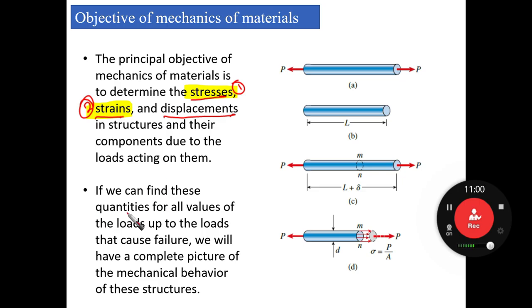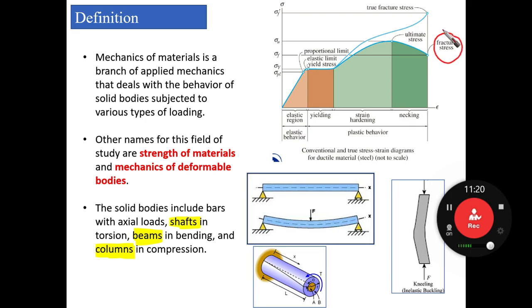If we can find these quantities for all values of the loads up to the loads that cause failure, take care of this word, failure. This is a very important word whenever we're talking about mechanics of materials. Why? Because if I go back here, look, this is the fracture stress, for example, the point where the material is going to fracture. There is a failure here. If we're talking about tensile, for example, we are having necking here. After that there is failure if we're talking about tensile stresses.